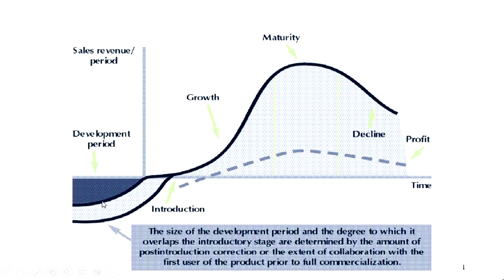So, we have on the extreme left hand corner this graph which is starting in the negative. This is the introduction, pre-introduction stage or the development period. So, obviously, in this period we have negative sales because we are spending all our resources in research, design and development, and we do not have any sales revenue. The size of the development period and the degree to which it overlaps the introductory stage are determined by the amount of post introduction correction.